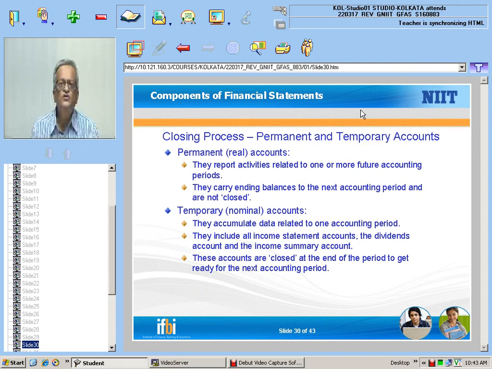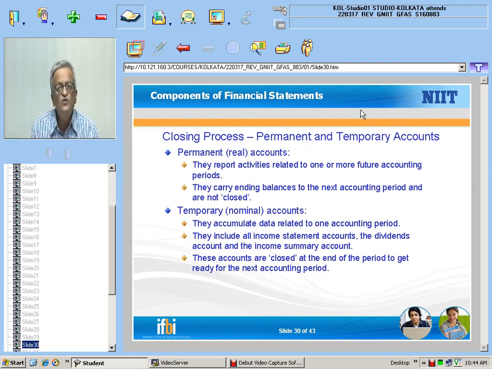What are permanent accounts? Real accounts. They report activities relating to one or more future accounting periods. They carry balances to the next accounting period and are not closed. That's why they are called permanent accounts. They are also called real accounts. Such accounts relate to asset, liability, equity. These accounts are carried forward from one accounting period to the next. That is the reason why they are called permanent accounts.